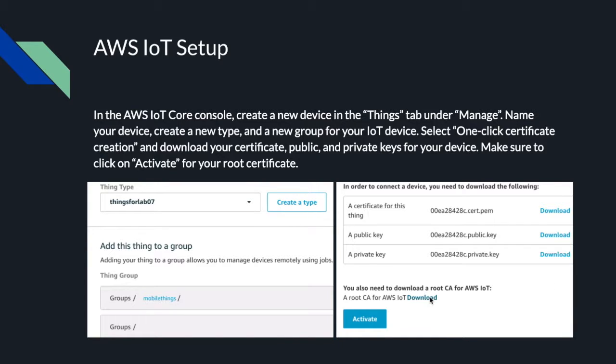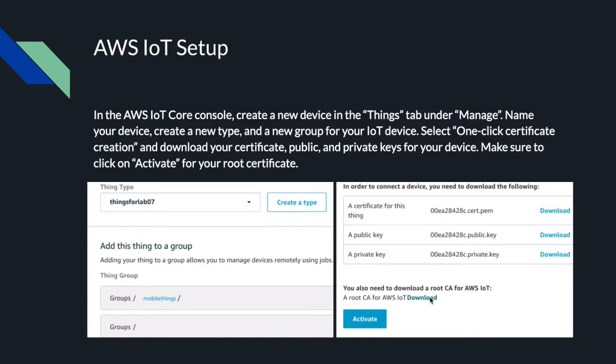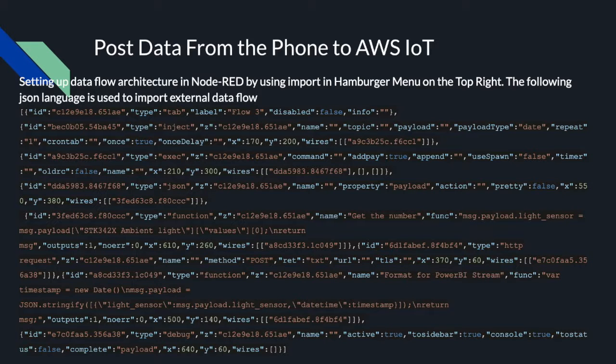And after we create the policy, we have to create a new device in the Things tab under Manage. Name our device, create a new type and a new group for our IoT device. And at last, we have to download the certificate, public and private keys for our device, and then activate the root certificate. And the next step is to post data from the phone to AWS IoT.